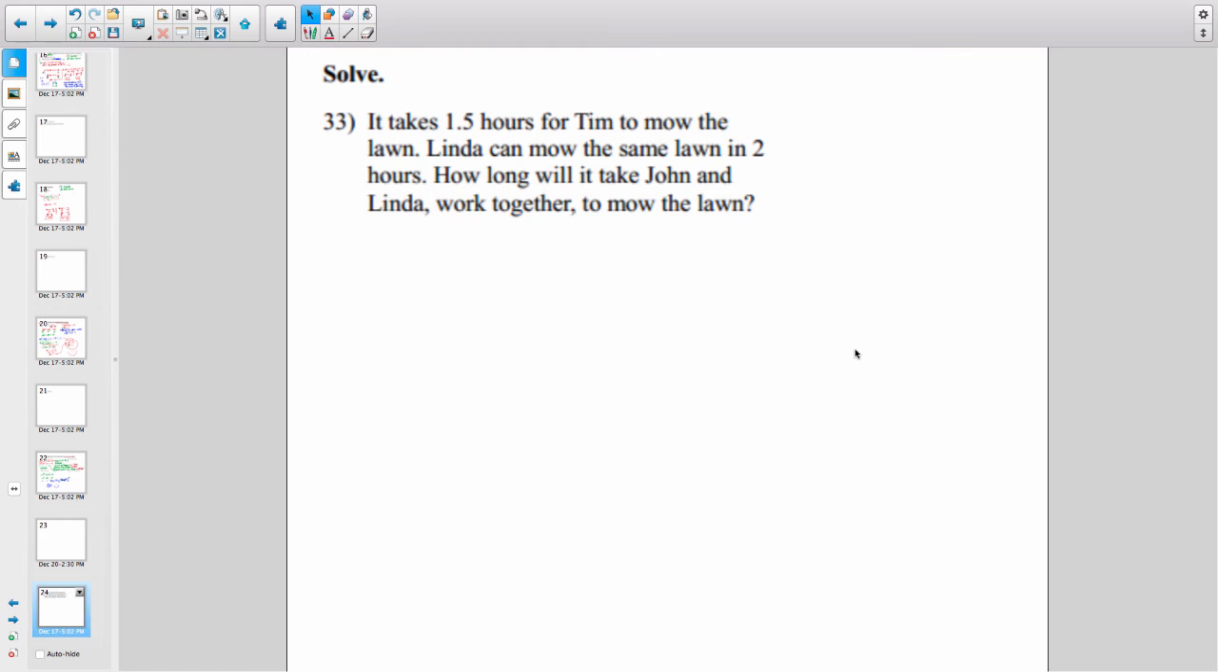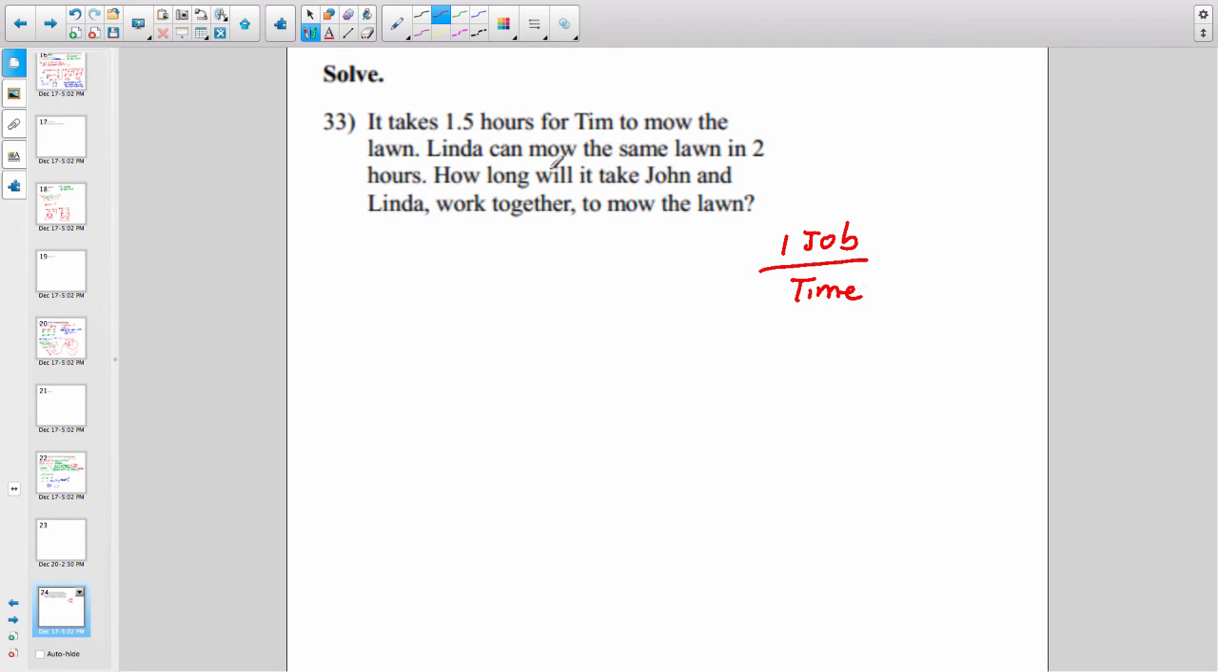So 33 is a work problem and a word problem. Work and word. And this is how we agreed in class to view these types of questions. Basically, whatever they're doing, you consider a job. So you look at it as this: one job over time. And that's the hard part. What we're going to do next is just set up an equation with fractions. Let's see what we have.